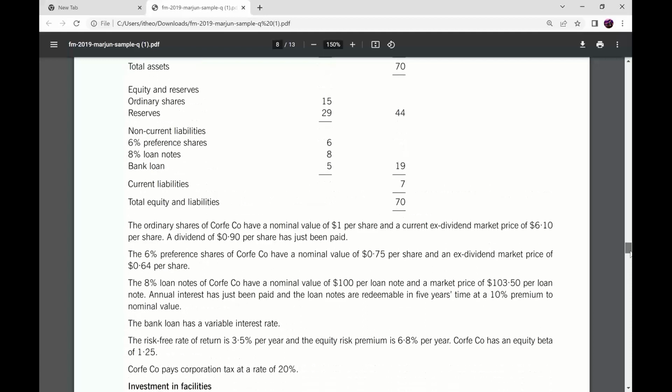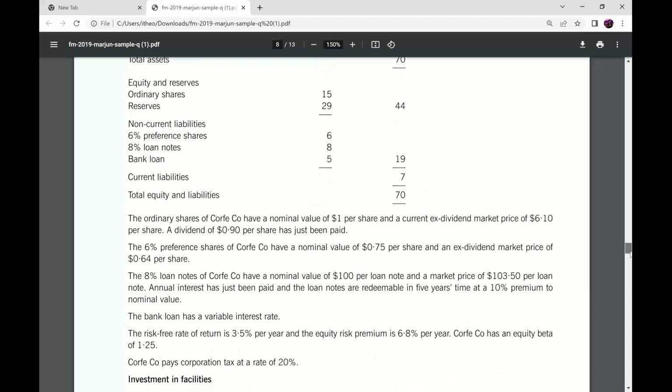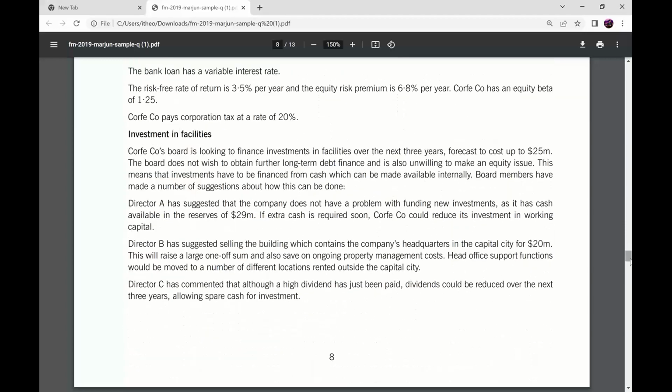See in the balance sheet, the company has reserves of 29 million. You're seeing reserves of 29 million. So Director A has suggested the company does not have a problem with funding new investment as it has cash available in the reserves of 29. If extra cash is required, it could reduce investment in working capital.